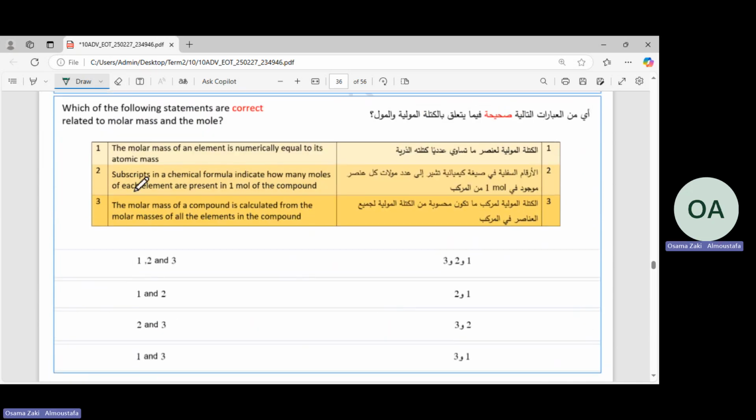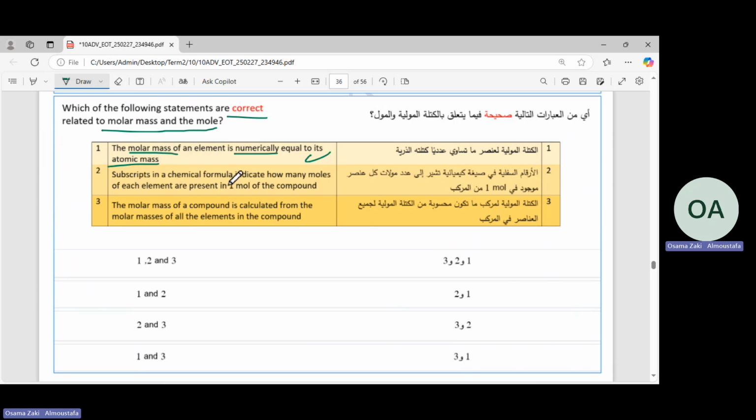Which of the following statements are correct, regarding the molar mass and the mole? The molar mass of an element is numerically equal to its atomic mass. Yes, molar mass numerically, in terms of number, not unit, is equal to the atomic mass. This is mentioned in your book as a definition. So they are equal.